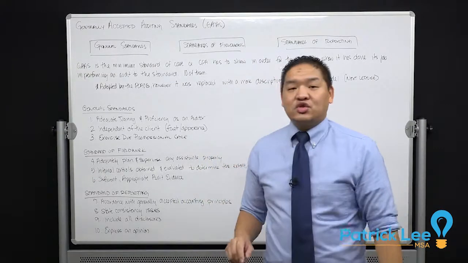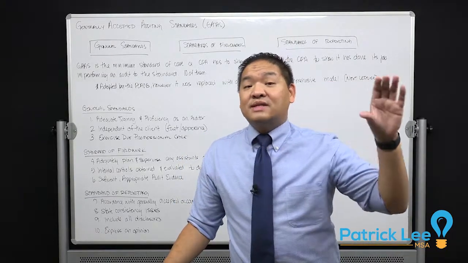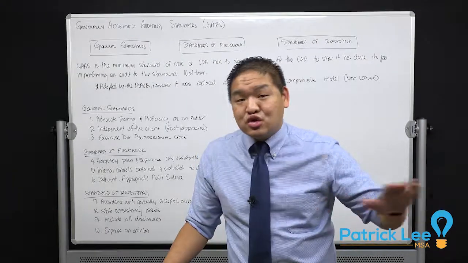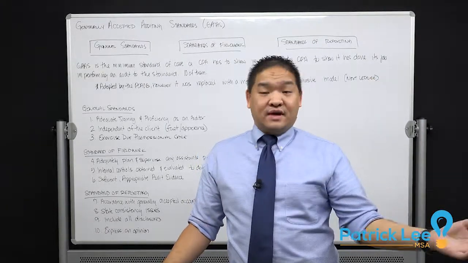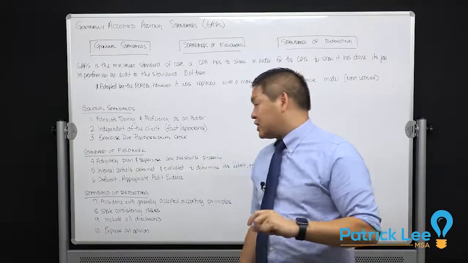We need to look at internal controls. If they have really good internal controls, then we can say that we might need to take less evidence. If they don't have any good internal controls, then we need more evidence. And we'll talk more about that when we talk about internal controls in another section.